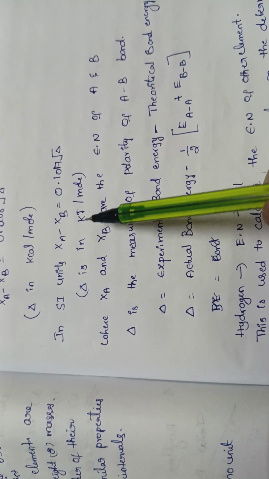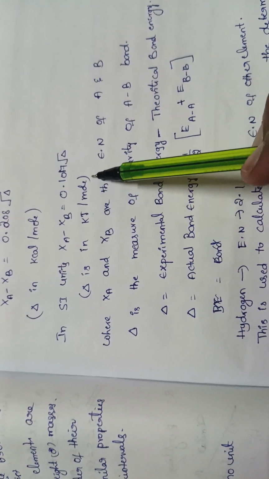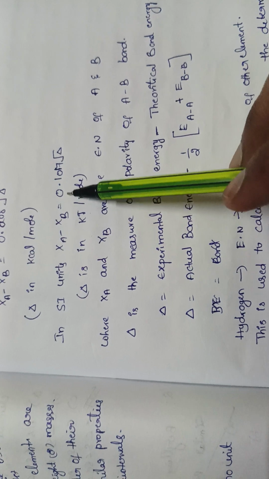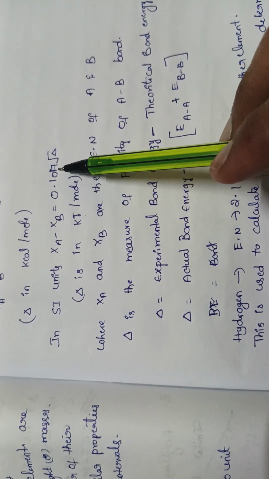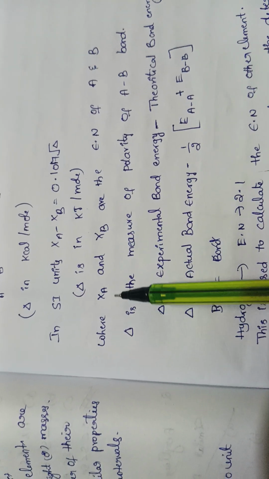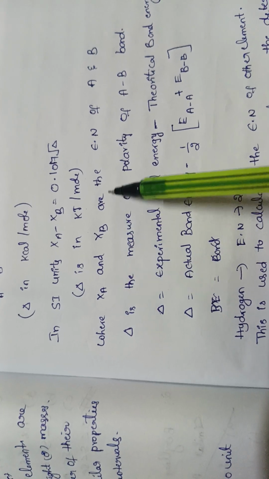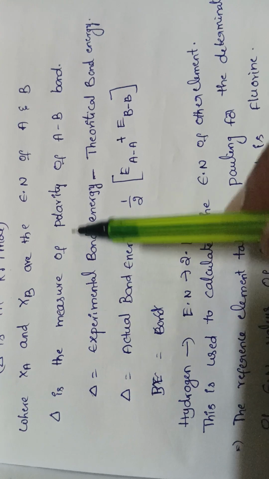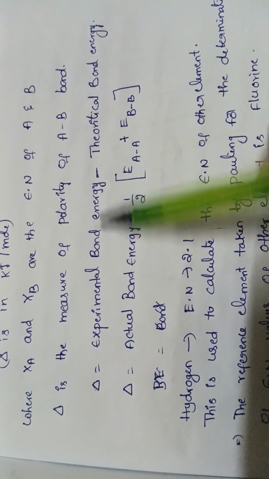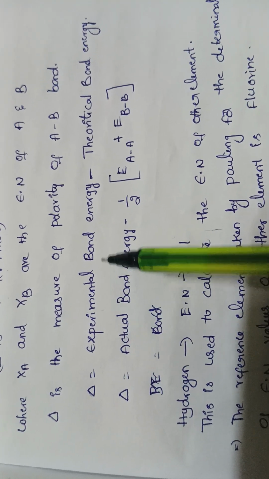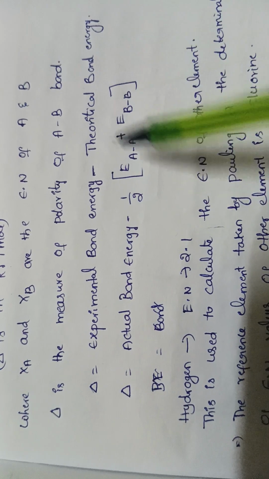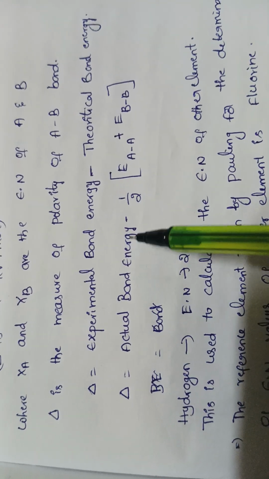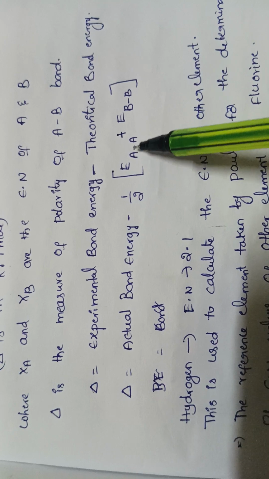If the values are measured in kilojoules per mole, the equation is Xa minus Xb equals 0.1017 root of delta, where Xa and Xb are the electronegativities of A and B. Delta is the measure of polarity of the AB bond. Delta equals experimental bond energy minus theoretical bond energy. Delta equals actual bond energy of AB minus the theoretical value from EAA plus EBB.